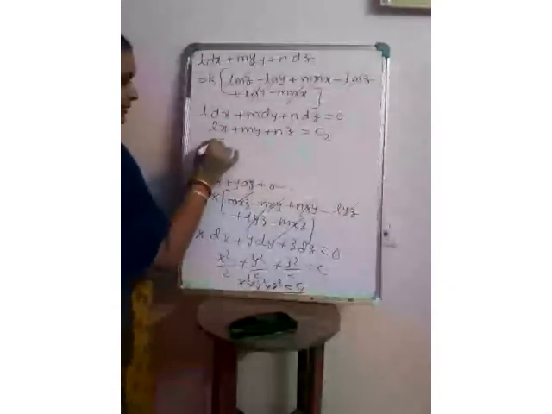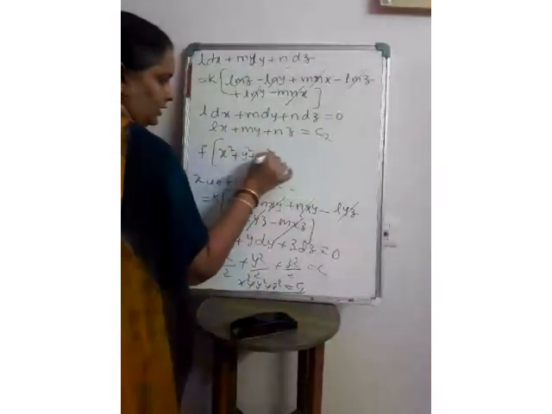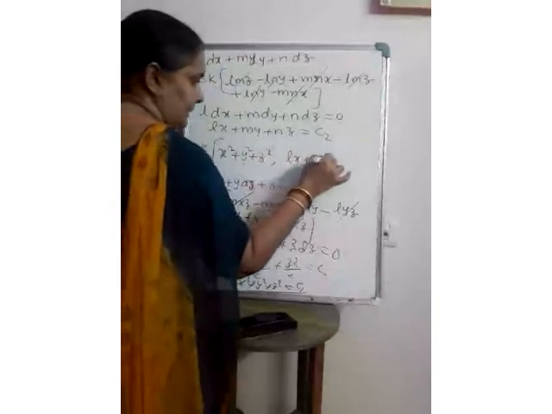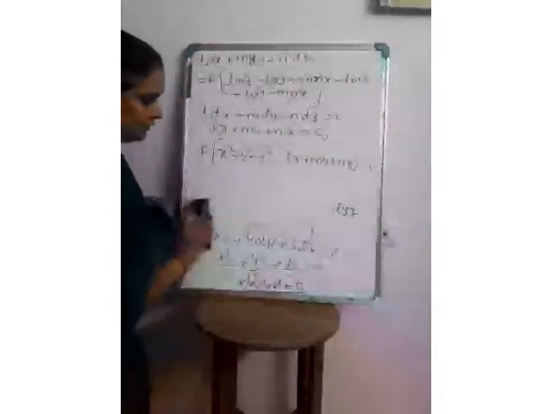So how do we write the complete solution now? F of x square plus y square plus z square, comma, lx plus my plus nz is equal to 0. This will be the complete solution. You can check your answer.